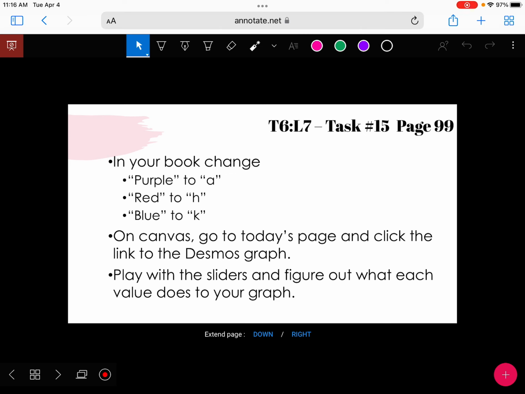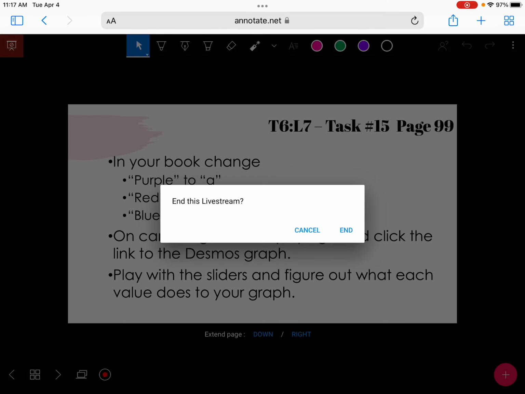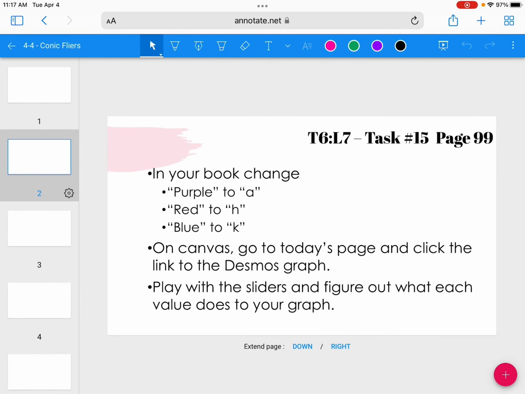All right. So what we're going to do is you're going to go onto the Canvas page, which I'm going to show you where that is in just a second. So once you've changed the word purple to the letter A, the word red to the letter H, the word blue to the letter K.